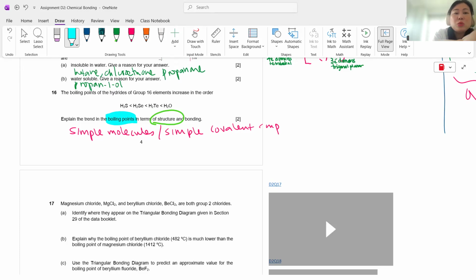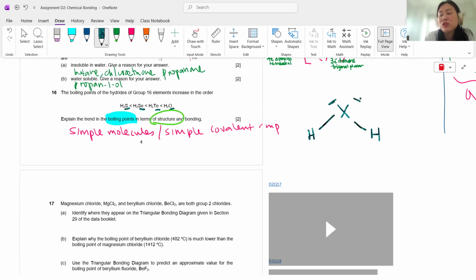So we have to look at each one to understand whether they are polar or non-polar. Okay, one good thing is they are all in the same group. Let's use X to represent the one that is changed from sulfur to selenium to tellurium and to oxygen. So everything is bonded to H and they have lone pairs.